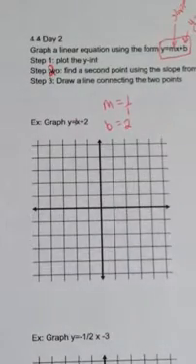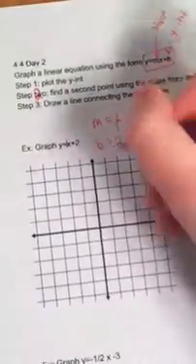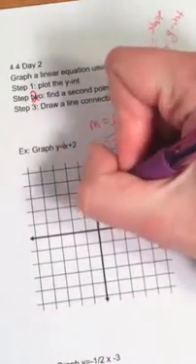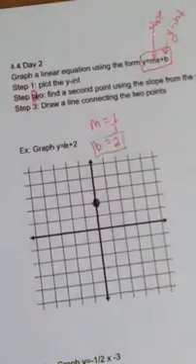Okay. So my wonderful steps tell me to plot the y-intercept. So the y-intercept is 2. So I'm going to do this in purple. So I go up 1, 2. And it's always on the y-axis, my y-intercept.